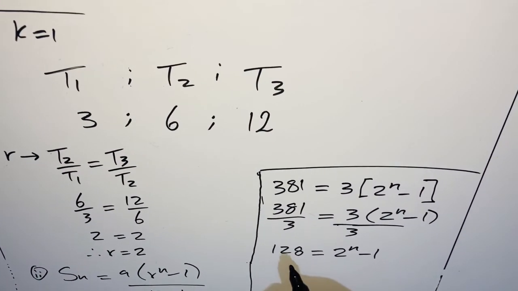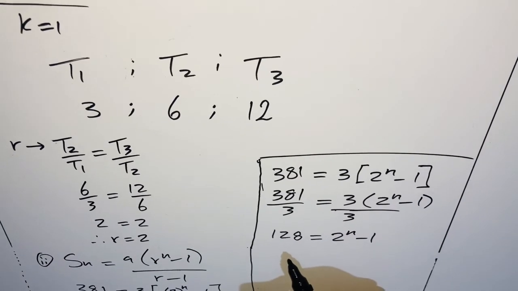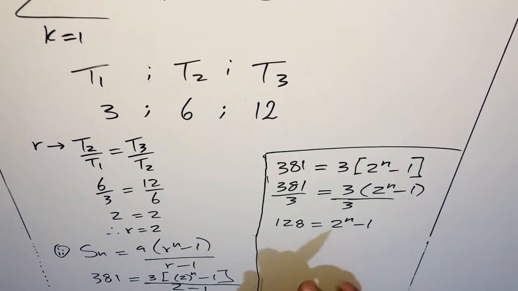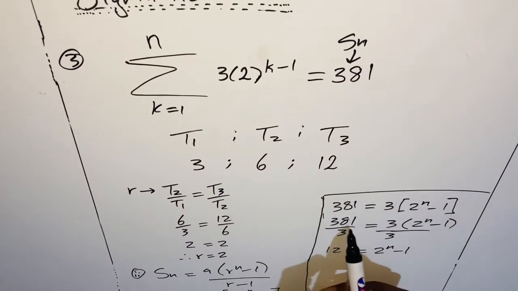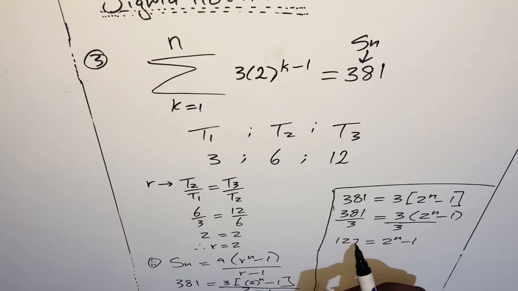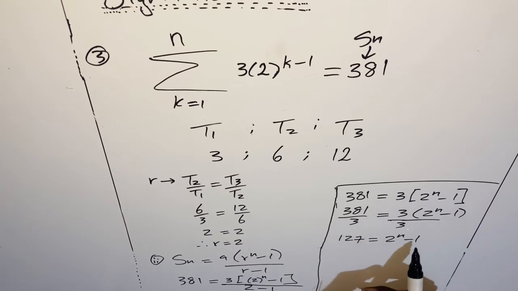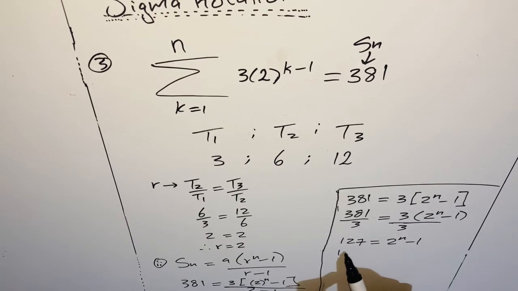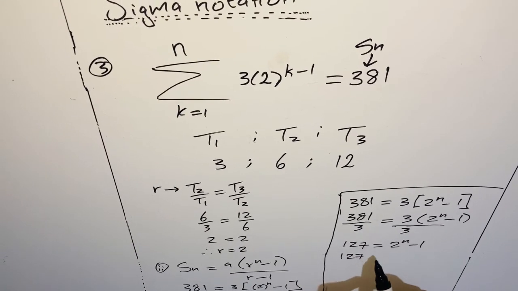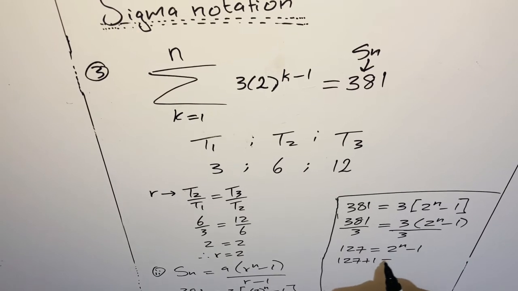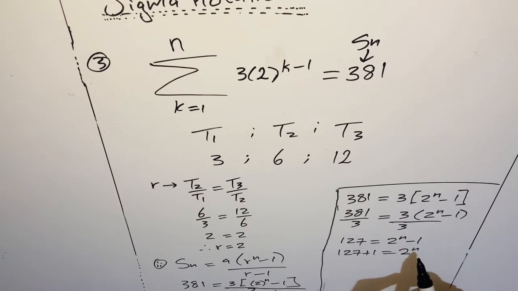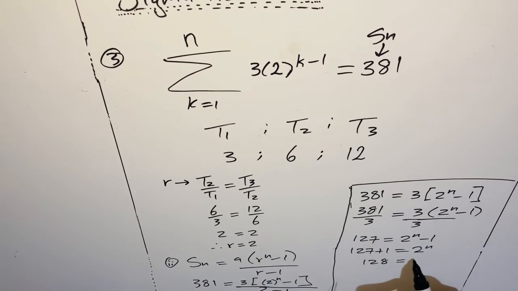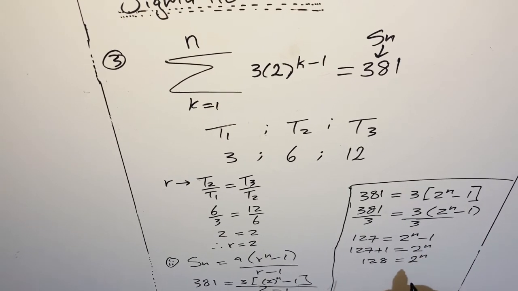So this is actually 127. When you divide 381 by 3, you get 127. Then from here, you take this 1 to the other side. It's 127 plus 1 is equal to 2 to the n, which is now 128 is equal to 2 to the n.